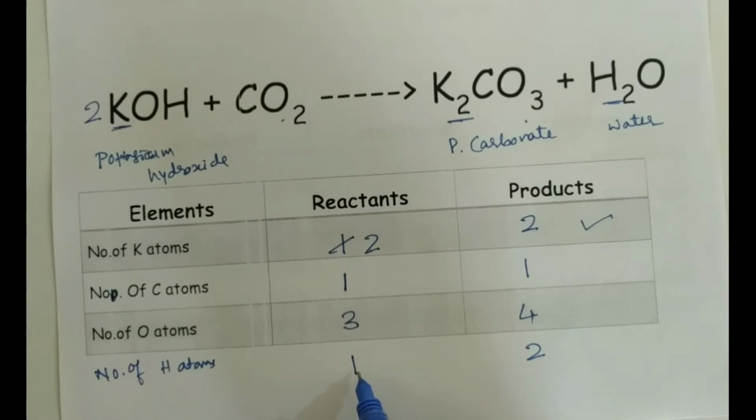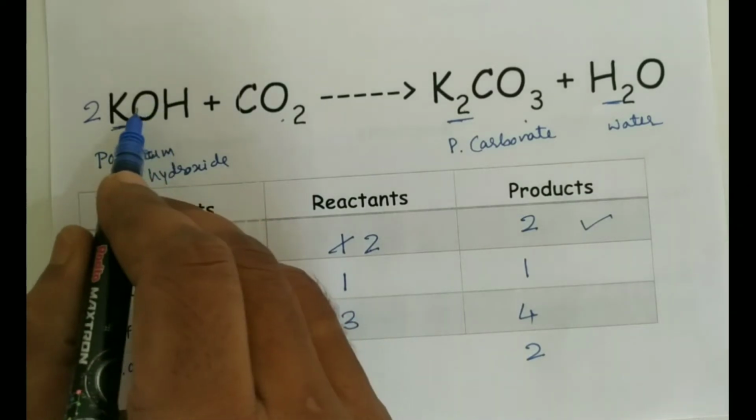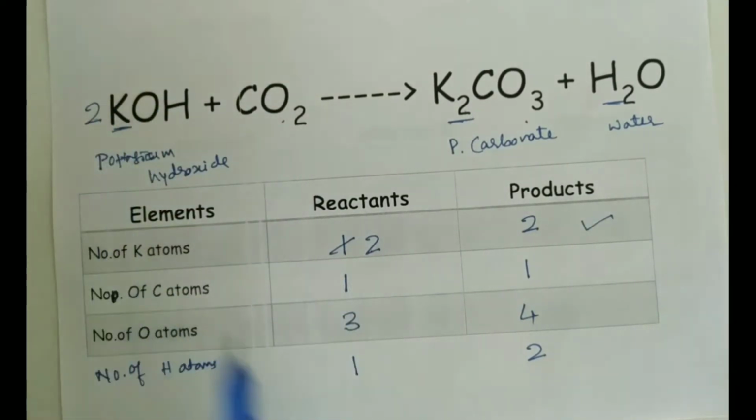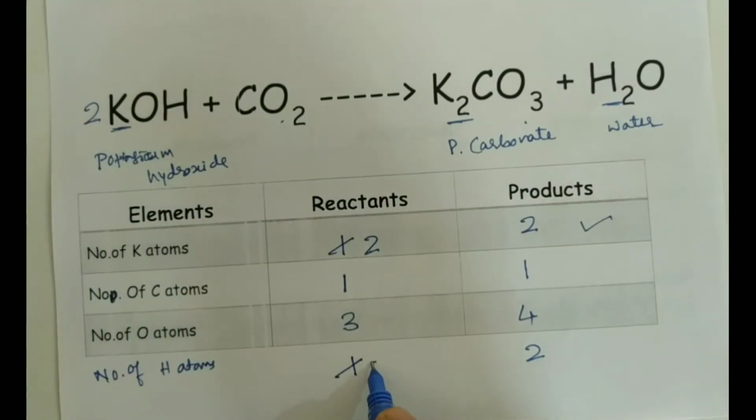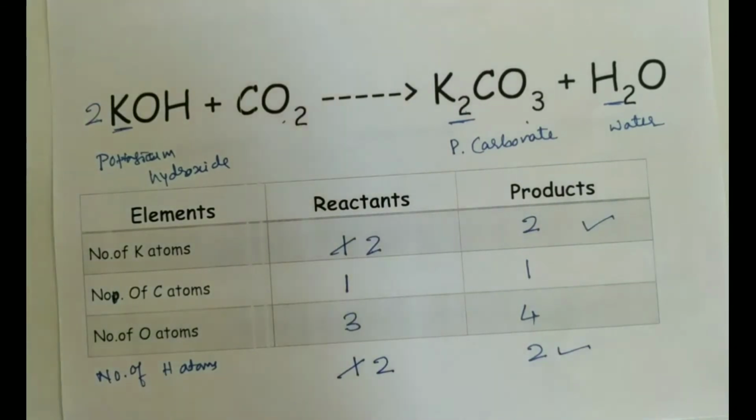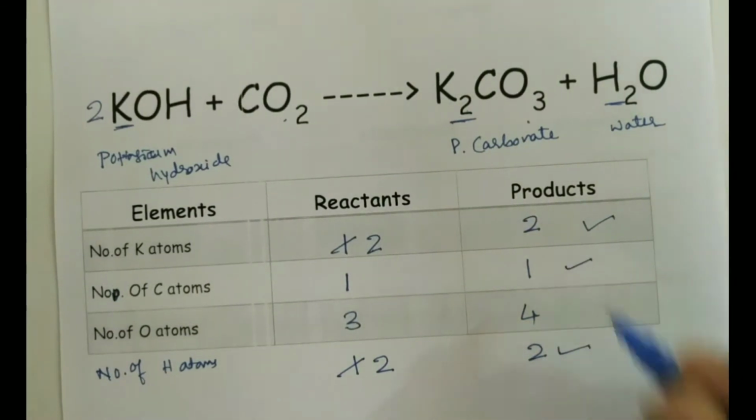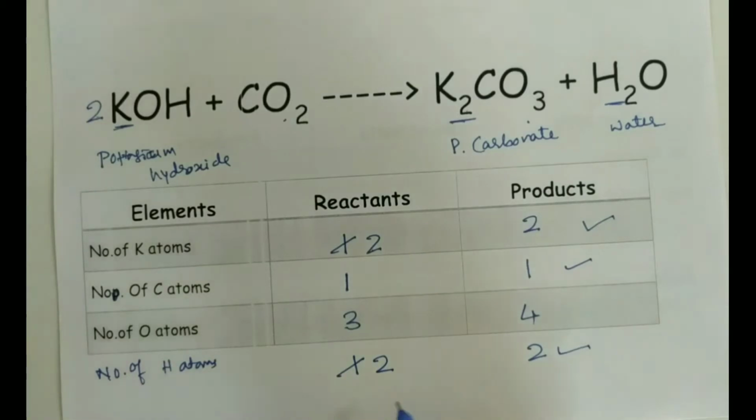Number of hydrogen atoms is 1 here and 2 here. So when I multiply with this, it becomes 2. So on both sides this is balanced, and C is also balanced now. So what to balance now?